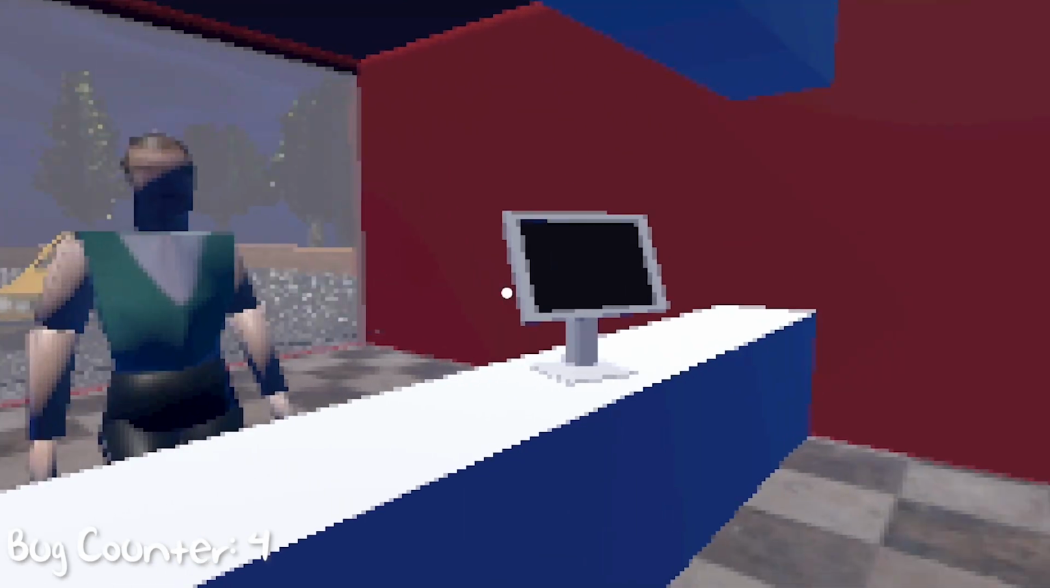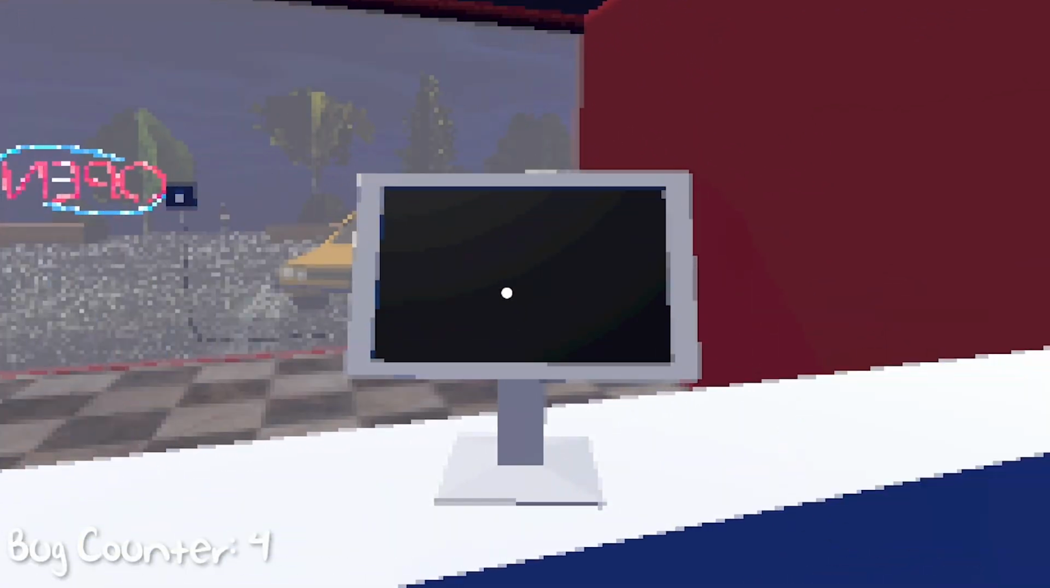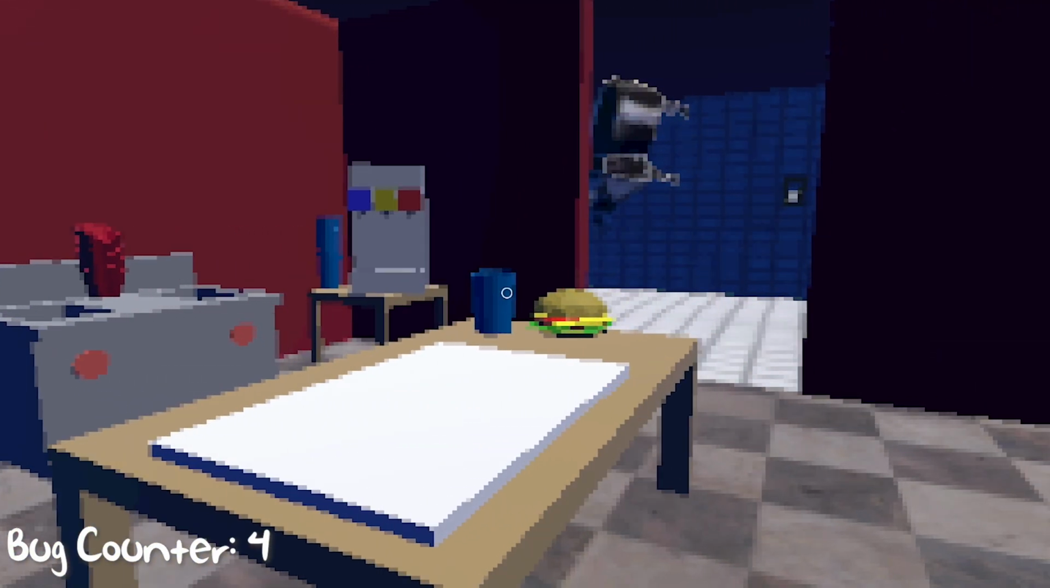When I went to pick up this burger for the customer, the burger catfished me. But anyways, at least the cow moves now.